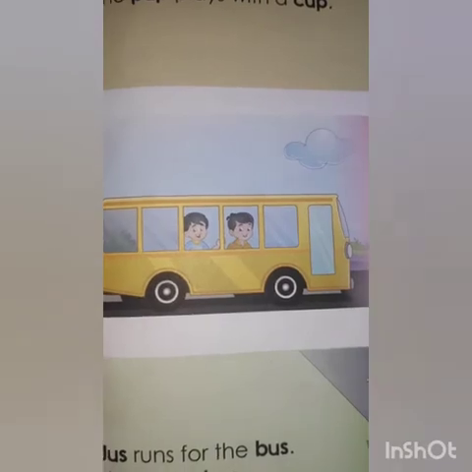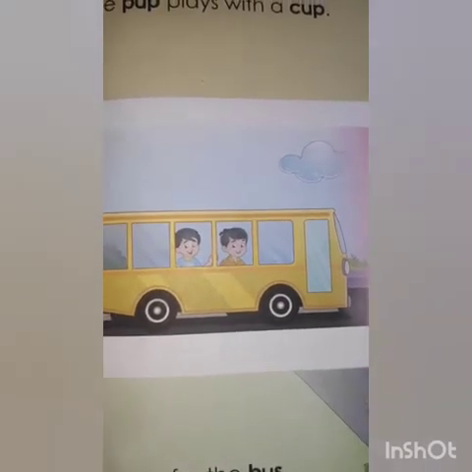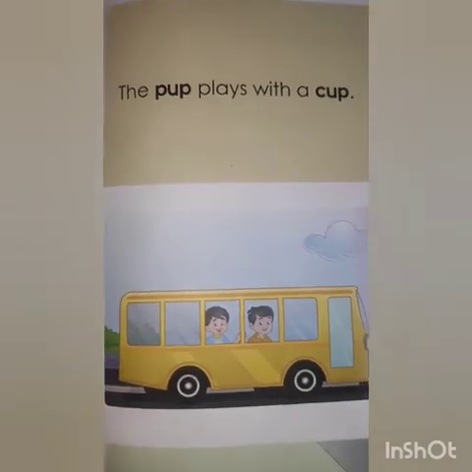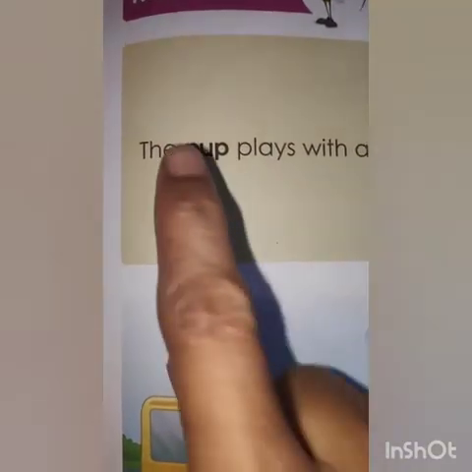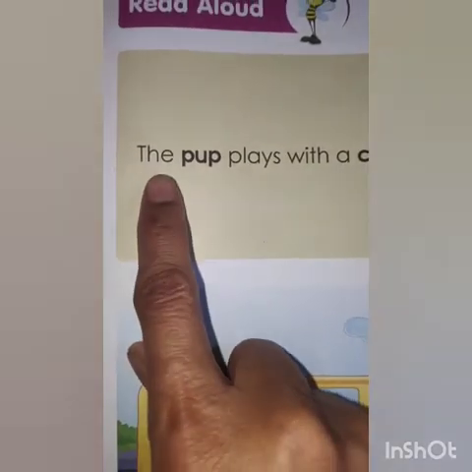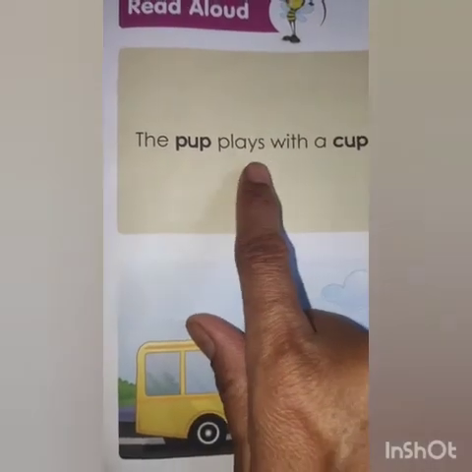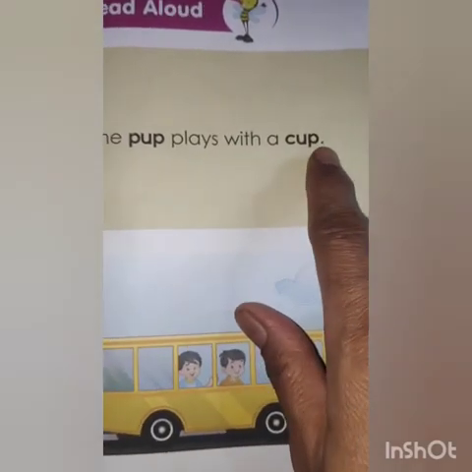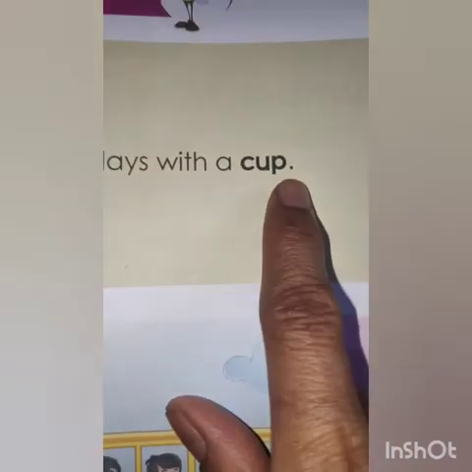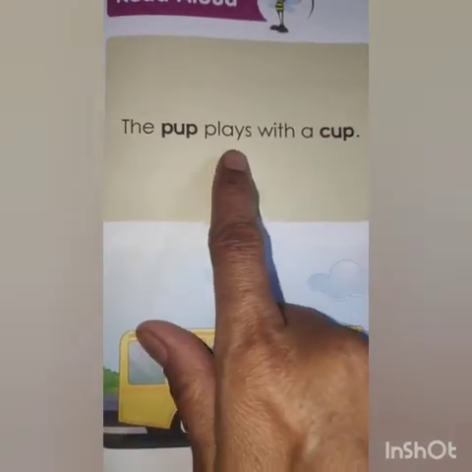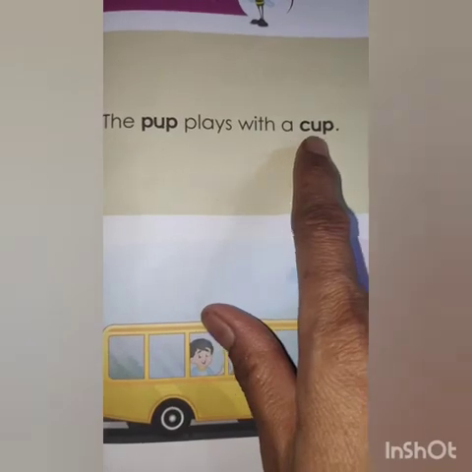Kids, take out your book number 2, page number 3. Today we will do revision of reading. So, keep your finger under the words like this, okay? The pup plays with a cup. This is the sign of full stop. The pup plays with a cup.